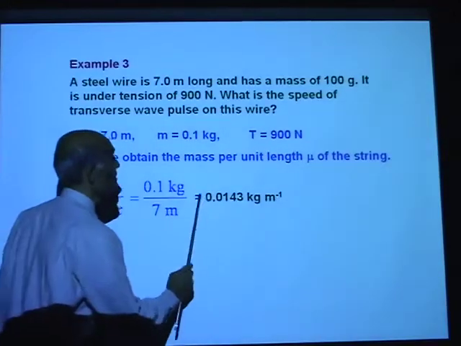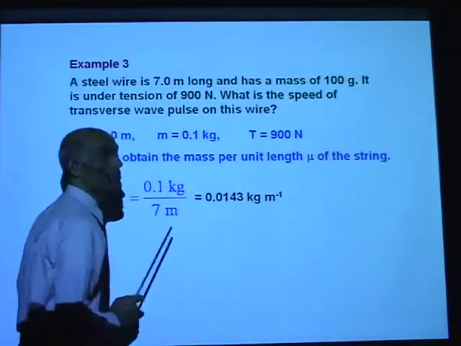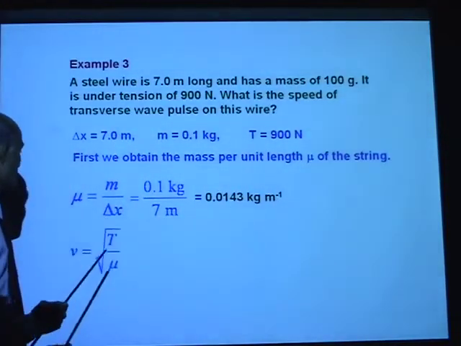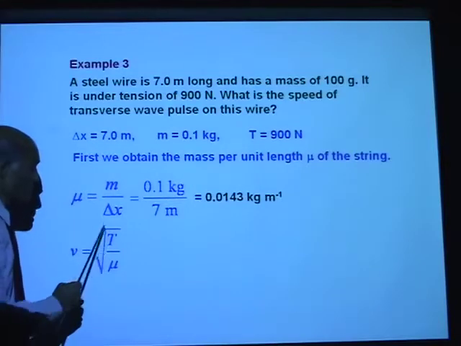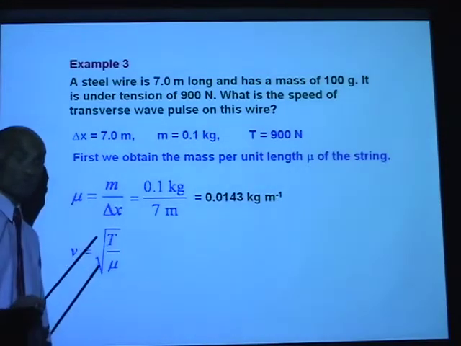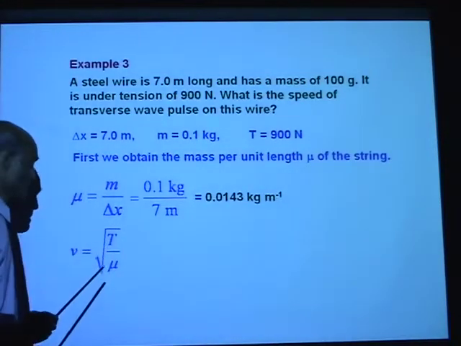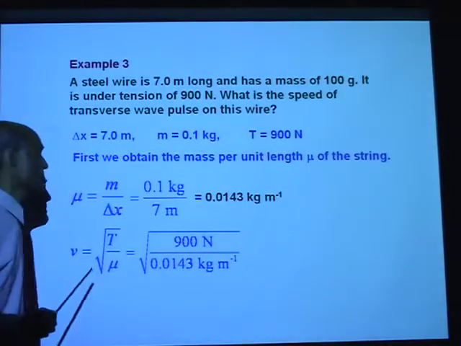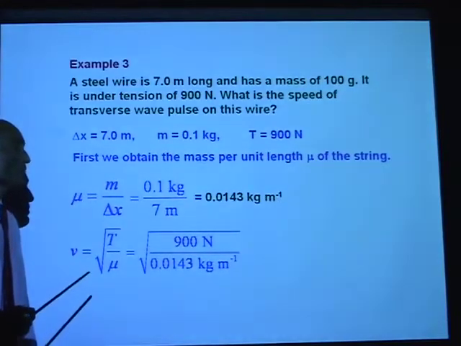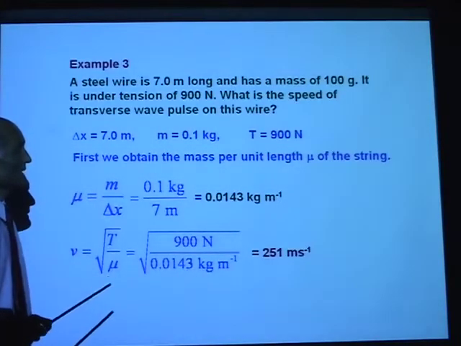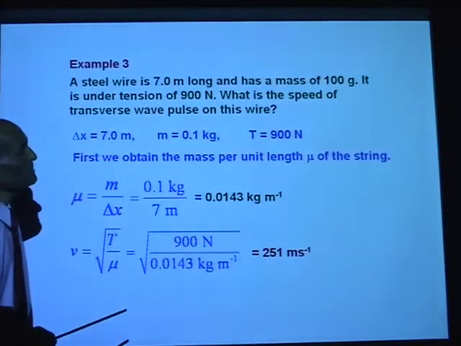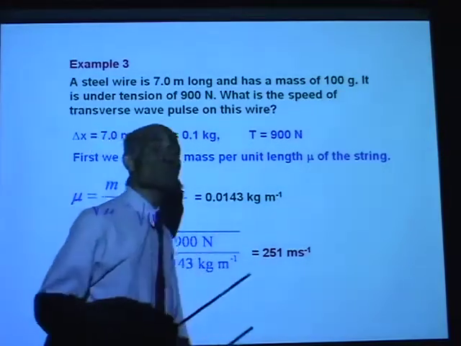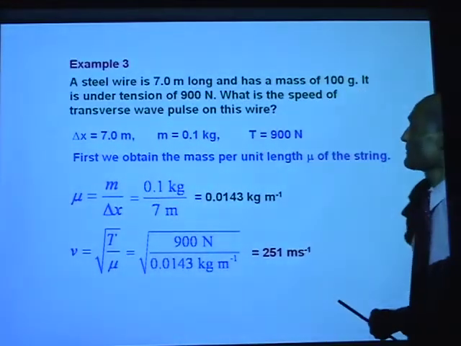All right. We've got mass per unit length, mu. We've got the tension. Calculate the speed, V equal to square root of T over mu. Recall that equation? All right, let's put the value. Square root 900 newton divided by 0.0143 kilogram per meter. And that is 251 meter per second, the speed of waves on that string.